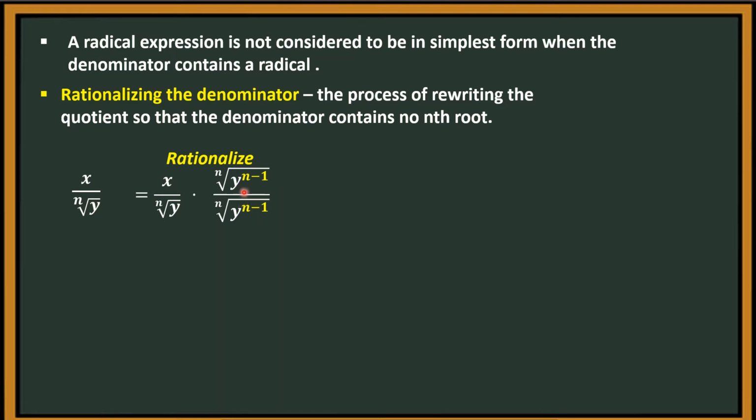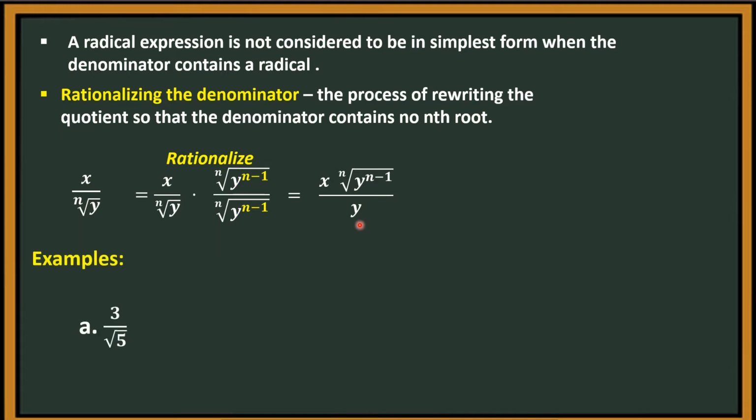And here n is the index, and 1 here is the exponent of y. Then, let us simplify by multiplying the numerators and multiplying the denominators. So, we will have now x times the nth root of y raised to n minus 1 over y. Let's have an example.